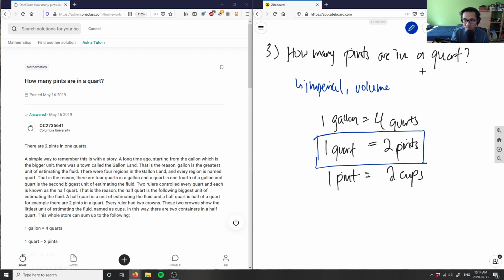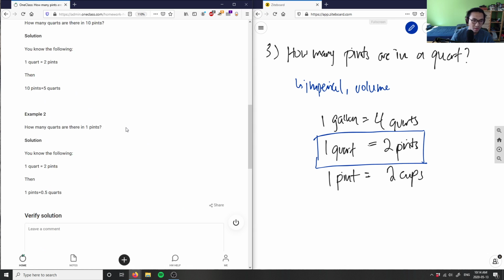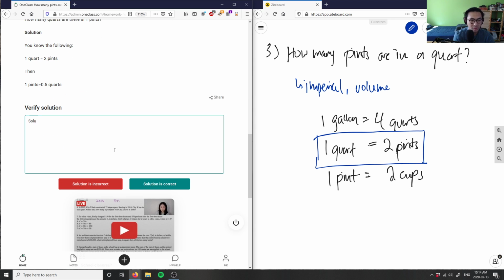There are 2 pints in 1 quart. So the solution here is correct. There are 2 pints in 1 quart, and that is our solution here. So again, we don't need to do any math for this one because it's given right in our conversion factor. So we don't actually have to use a unit analysis in this case.